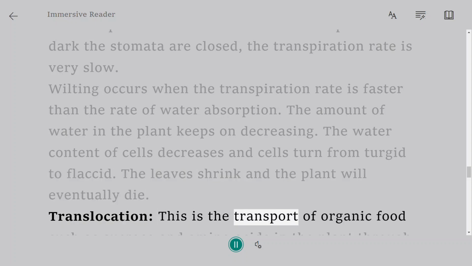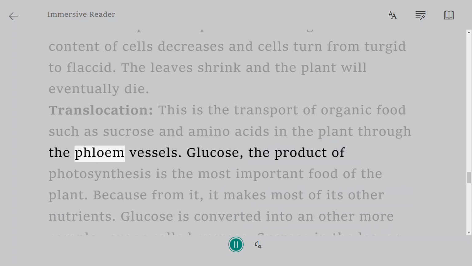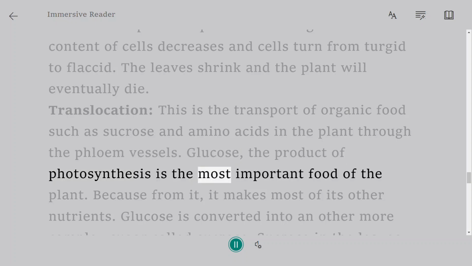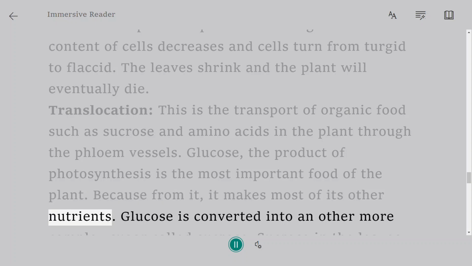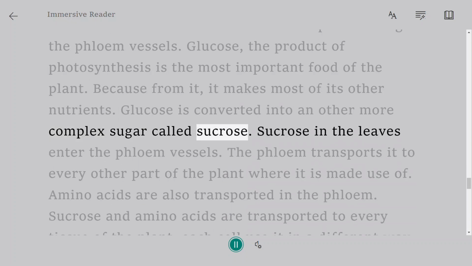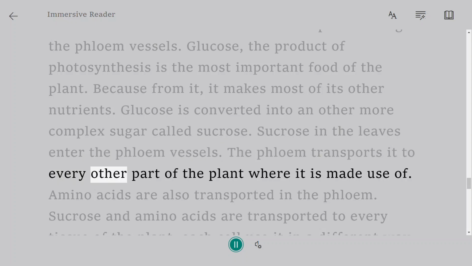Translocation: this is the transport of organic food such as sucrose and amino acids in the plant through the phloem vessels. Glucose, the product of photosynthesis, is the most important food of the plant, because from it, it makes most of its other nutrients. Glucose is converted into another more complex sugar called sucrose. Sucrose in the leaves enters the phloem vessels. The phloem transports it to every other part of the plant where it is made use of.